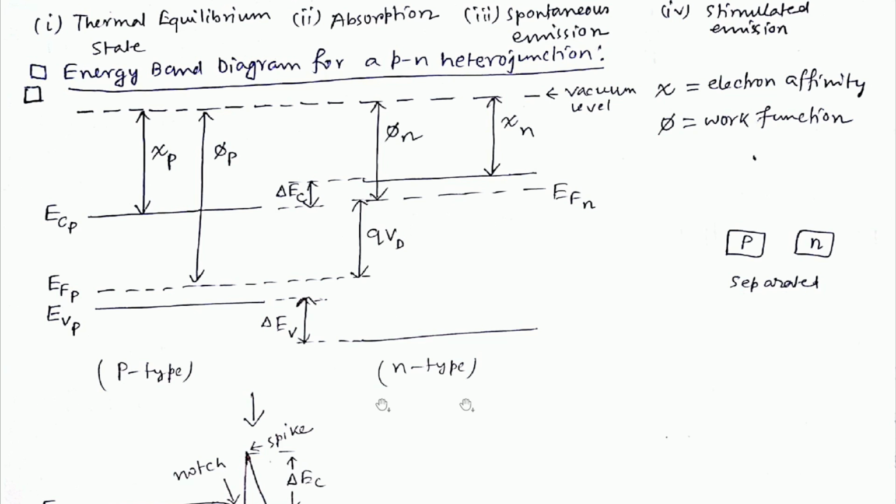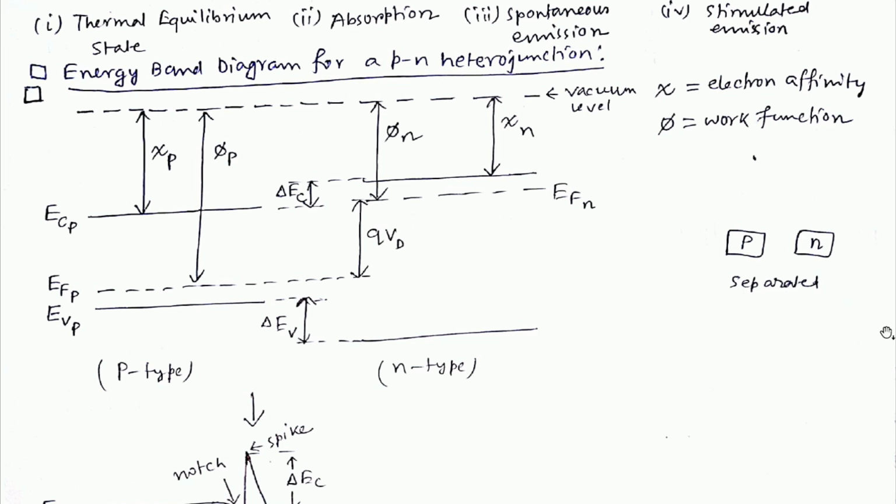This is the vacuum level, and these are two dissimilar types of semiconductor. This is p type, this is n type, and they have different band gaps. Then how can we get a PN heterojunction? When p and n are separated, the Fermi level, conduction band and valence band are shown in this way. This is the vacuum level, this is the conduction band, this is the valence band. Similarly for the p type material also, the conduction band, valence band and vacuum level will be there. The difference between the vacuum level and the conduction band is the electron affinity, and the difference between the vacuum level and the Fermi level is the work function.